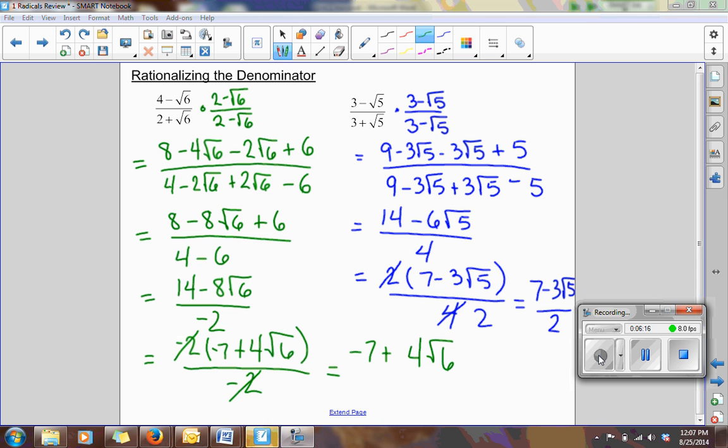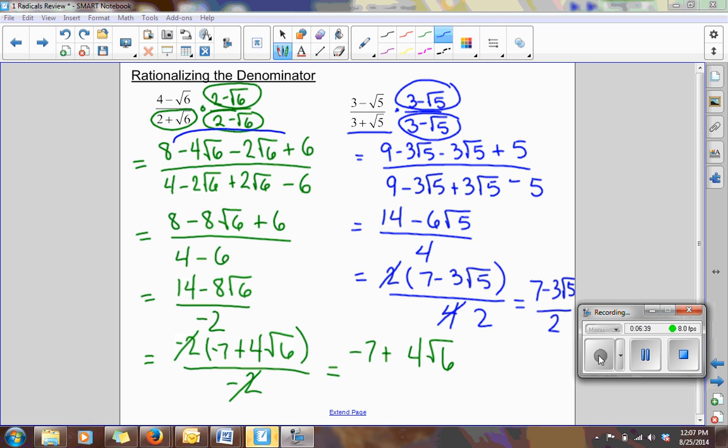In the first one, even though there are 2 binomials, we multiply by the conjugate of the denominator. So we're going to multiply by 2 minus the square root of 6 over 2 minus the square root of 6. Same in the second one. The denominator is 3 plus the square root of 5, so we multiply by the conjugate of that over itself. Be careful in the numerator.